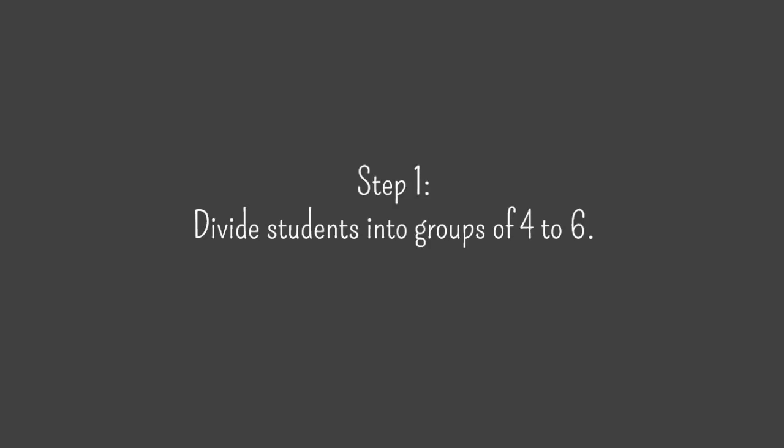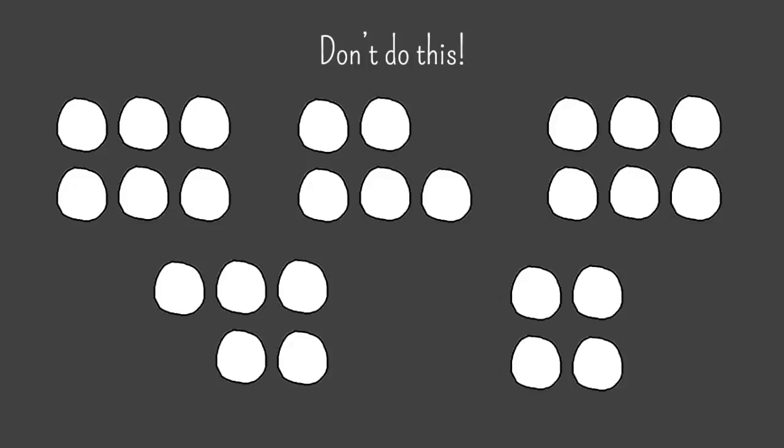Step 1 is to divide students into groups of 4 to 6 people per group. Jigsaw works best when you have the same number of students in each team, so avoid having some groups of 4, some of 5, and some of 6. Later in this video, I'll show you what to do if you can't divide students into perfectly even teams. For this example, we'll assume you're working with a class of exactly 30 students who can be divided evenly into groups of 6. We'll call these jigsaw groups.